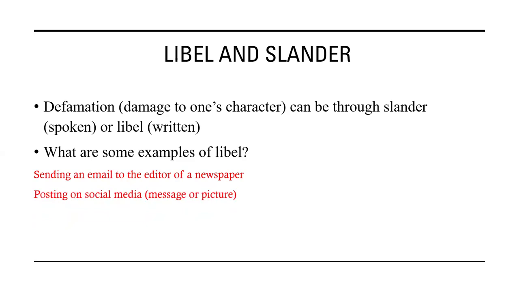Defamation is damage to one's character, and can be through slander, which is spoken, or libel, which is written. So what are some examples of libel? Written, sending an email to the editor of a newspaper, posting on social media, that's messages and pictures. So be careful what you're sharing, because if you're making that post, then you're making that post. And if it is damaging to someone's character, then that's an example of libel. It's in writing, making those posts. False accusations on a performance evaluation also.